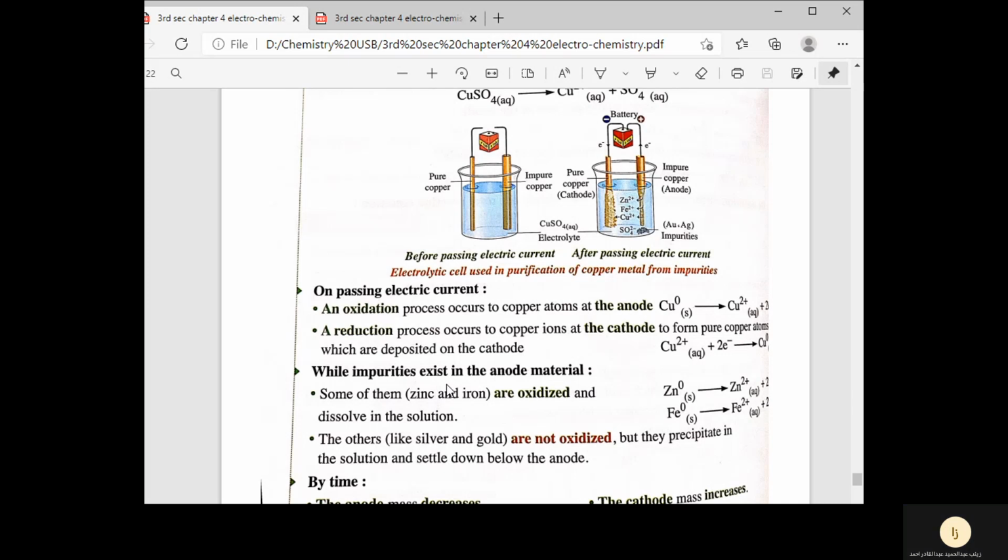The impurities which exist in the anodic material: some of them, like zinc and iron, will be oxidized and change into zinc positive 2 and iron positive 2. The others, like silver and gold, are not oxidized, but they precipitate and settle down below the anode. We know the impure copper contains zinc and iron, and they will also be oxidized. But when reduction happens, who undergoes reduction? The copper, because the reduction potential of copper is greater than that of zinc and iron, so it is the one that gets reduced. As for gold and silver, these are heavy metals, so they sink down.